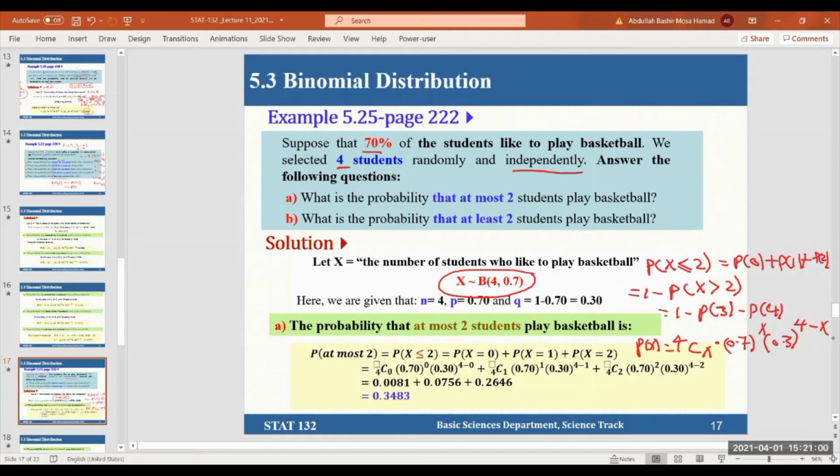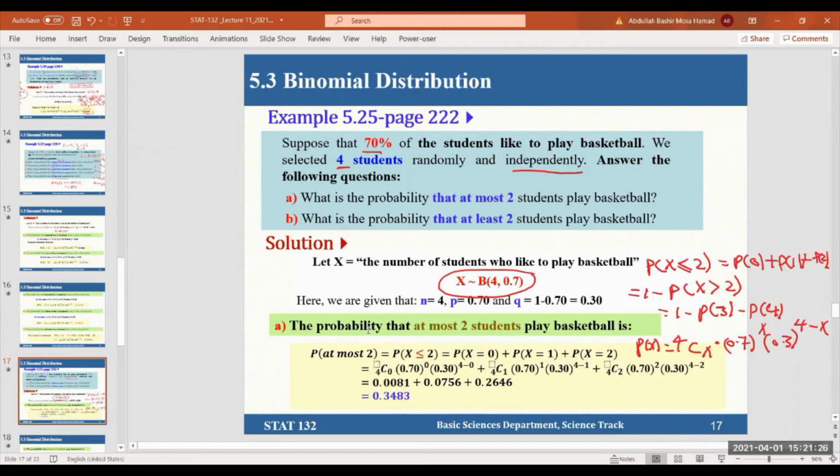Or we can find P of 3 and P of 4. Here we put 3, then we put 4, and then we subtract these values from 1. Just like in this example, we put 0, or 1, or 2, and we get this: at most 2 students.